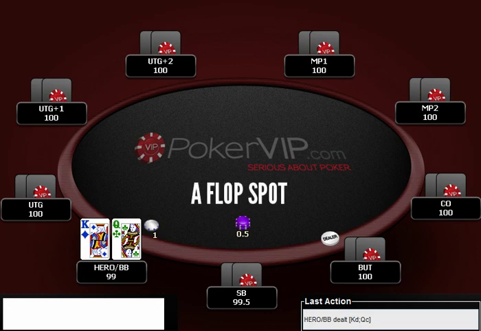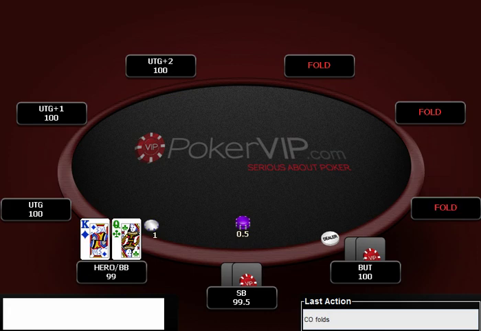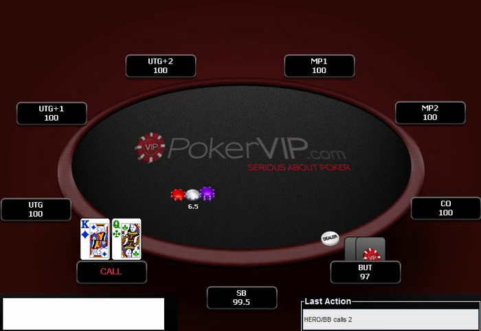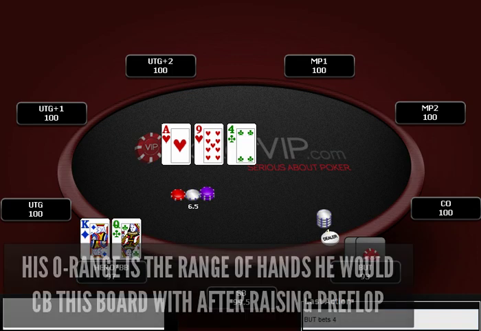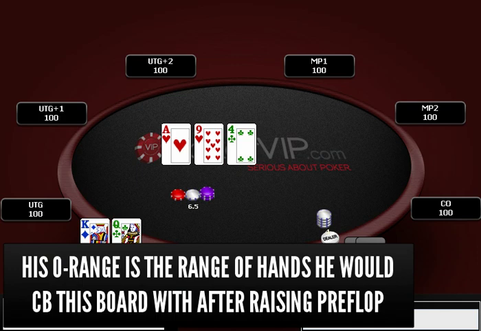Okay, so let's actually look at a post-flop spot to visualize how to use O-ranges and C-ranges a bit better. So we take a spot where the button opens, we decide to flat call with king-queen, catch this board, we check, and he bets. So his O-range at this point is the hands that he would c-bet in this spot.